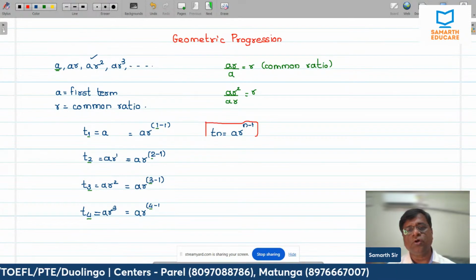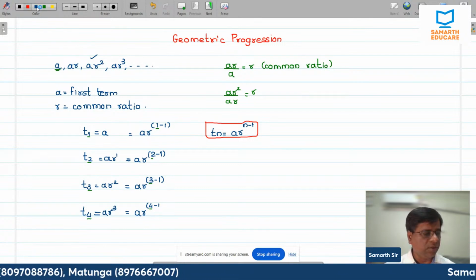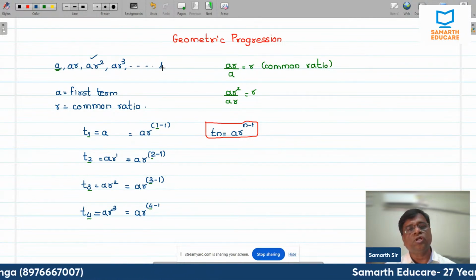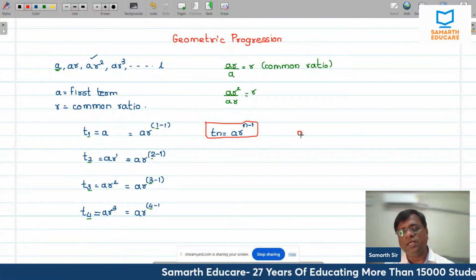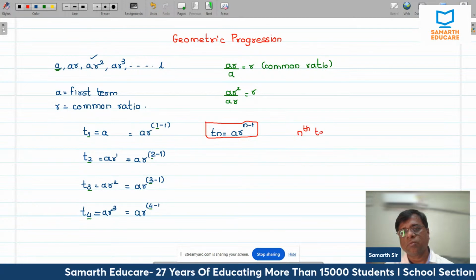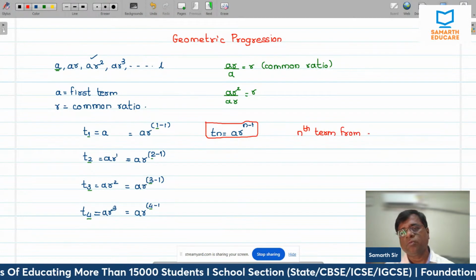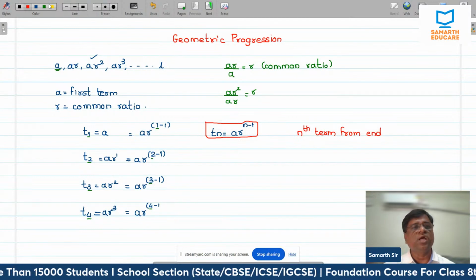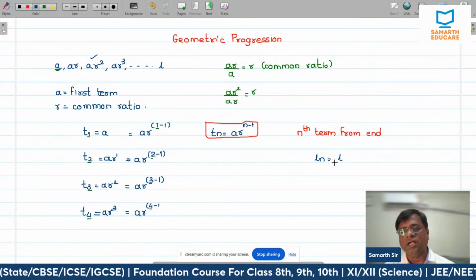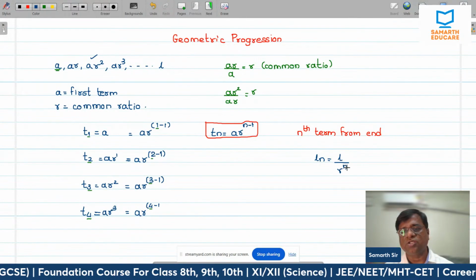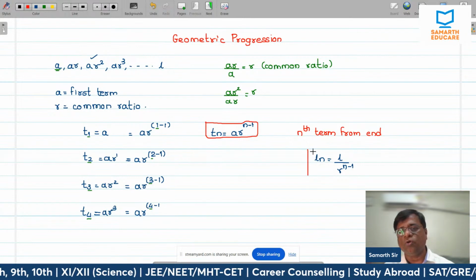If you look at the concept, it will be the same as what we did in AP. This sequence continues until the last term, so they may also ask you the nth term from the end. In this case, the nth term from the end is l divided by r raised to n minus 1, where l is the last term. This is the formula. Remember, we are not going to prove this right now.